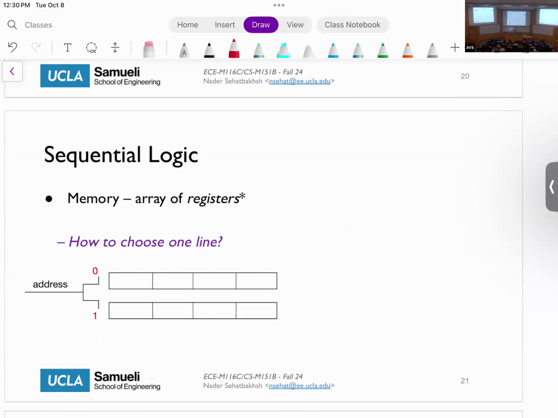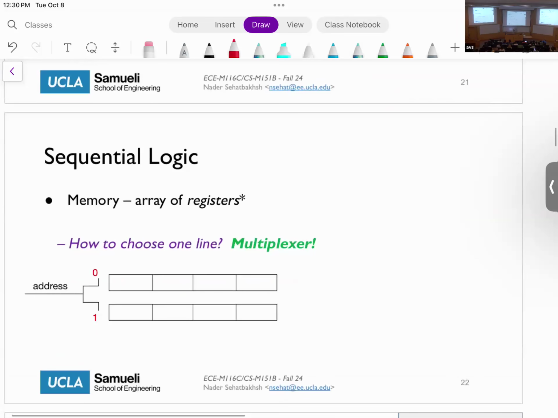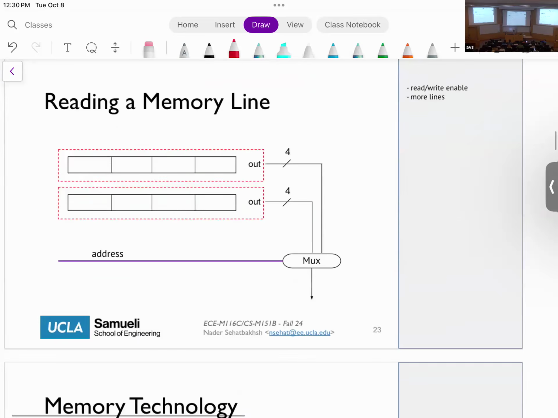So the decoder essentially picks which line you want to select. Very simple example, consider that you have only 2 lines. So essentially, you only need 1 bit, either 0 or 1. If it's 1, you want to select this line. If it's 0, you select this line. How do we do that? The simple thing you can do is a multiplexer, right? So you select between the output of the lines. So you put a multiplexer here.